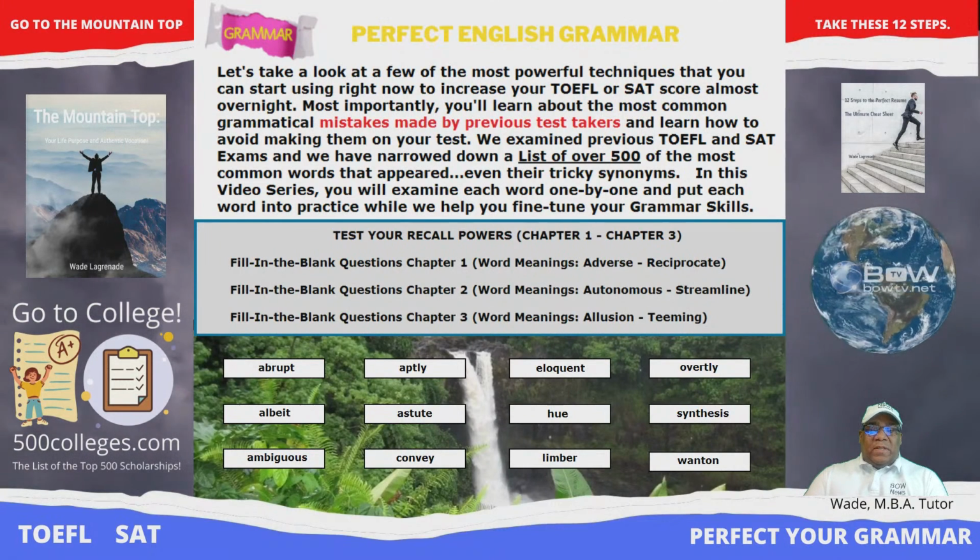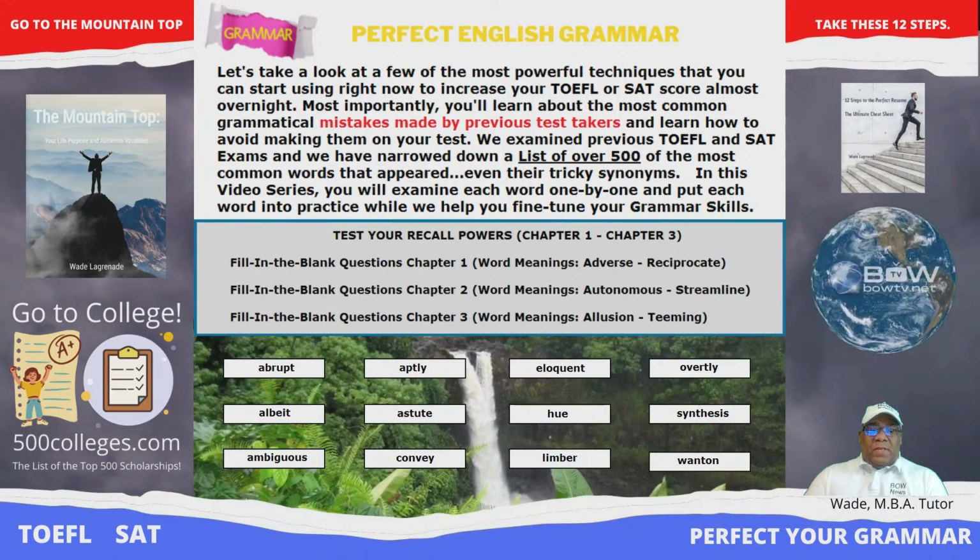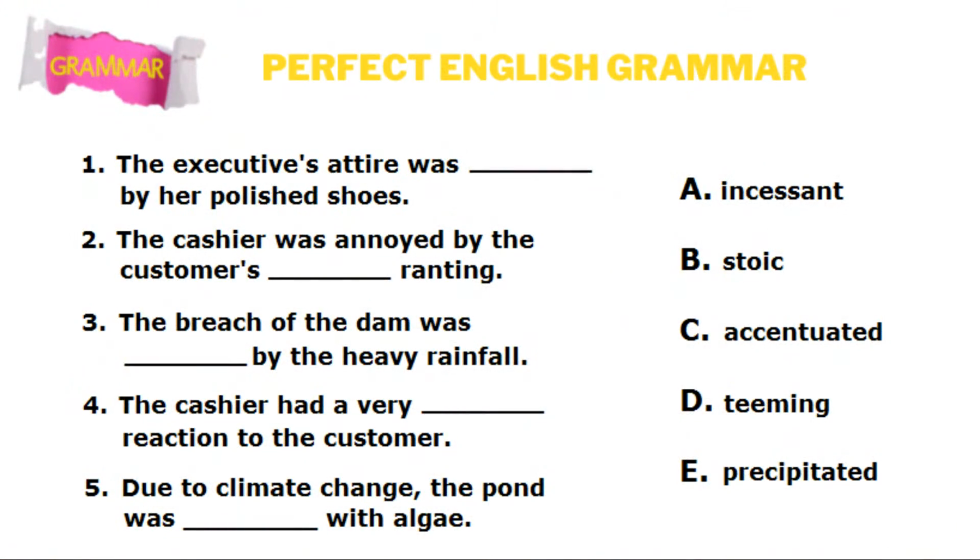such as allusion and teaming, we take a look here and we can see questions that were in Chapter 3. The executive's attire was blank by her polished shoes. And of course the good fit is on the right side. That would fit in to question number 1 there. For another recall, the cashier was annoyed by the customer's blank ranting, and a good fit will be on the right side. That would be a good fit for that question number 2 on the left side.